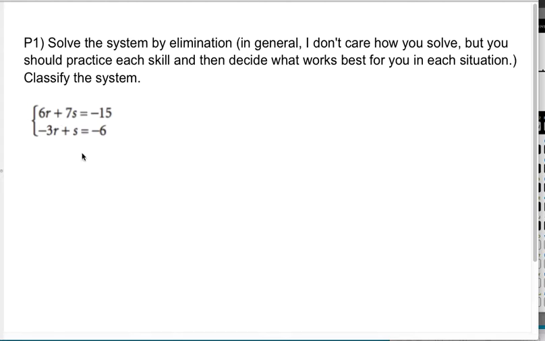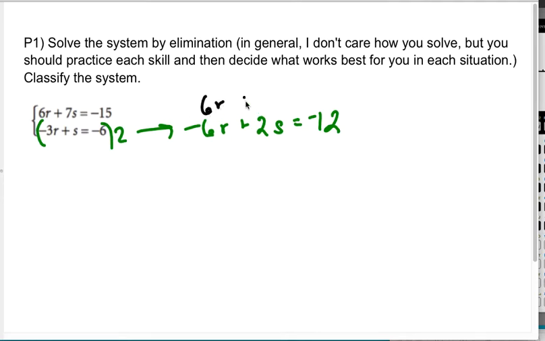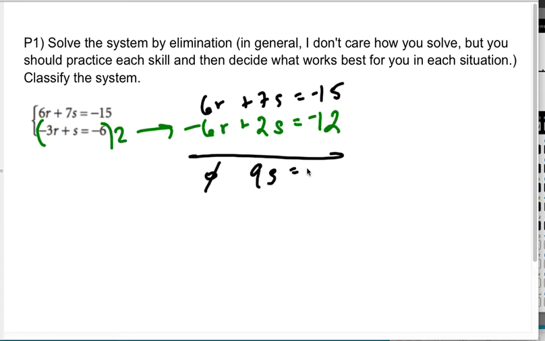I think the more logical choice is to multiply by the positive 2 to make the r's be the same value. So I'm going to get -6r plus 2s equals -12. And the top equation didn't change. It's 6r plus 7s equals -15. So when I add straight down, the r's are going to cancel because I chose to eliminate the r's. I'm going to have 9s equals -27, so s is -3.